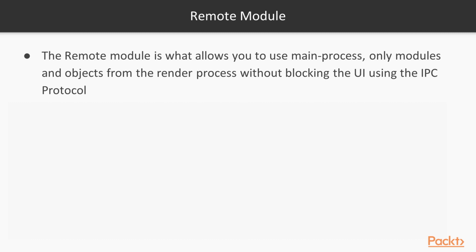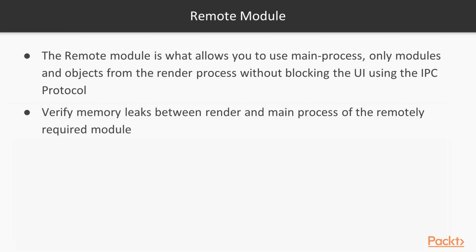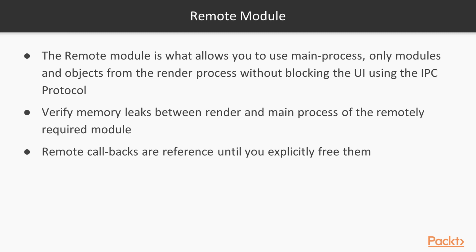And when it comes to the IPC protocol, that's where it really works and comes in handy. So you can easily verify memory leaks between the render and main process of the remotely required module. Of course, remote callbacks are also referenced until you explicitly free them. So there are actually a couple of dangers of using the remote module. Most of the developers who try to use the remote module and remotely access some of the modules available in the main process through the render process actually find a lot of issues inside of that.